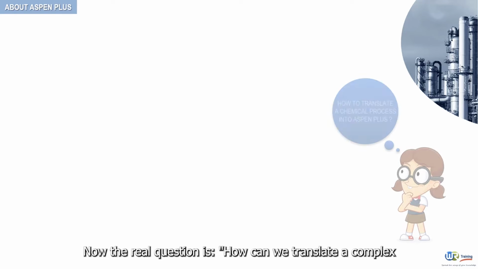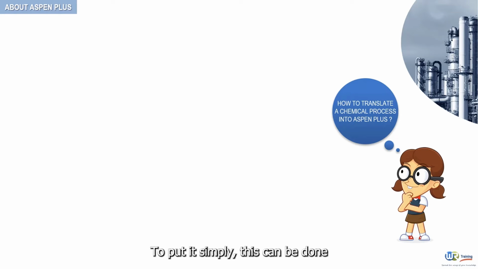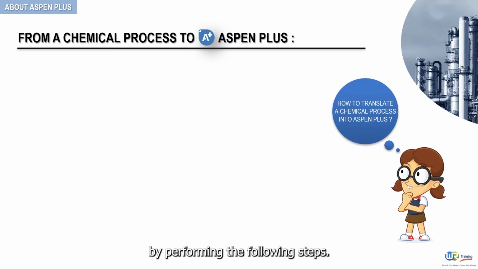Now, the real question is, how can we translate a complex chemical process into an Aspen Plus simulation model? To put it simply, this can be done by performing the following steps. First, we list them, then we will discuss each one of them in detail.